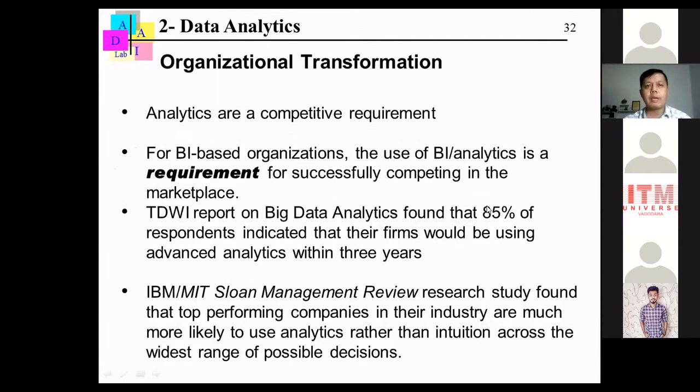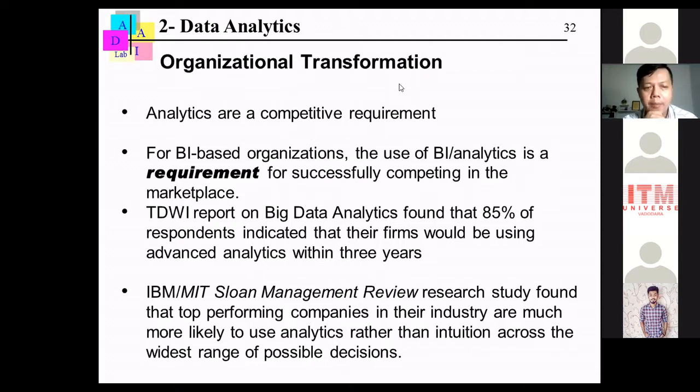What is organizational transformation? We know that analytics is a capacity requirement. For the BI-based organization, the use of BI analytics is a requirement for successfully competing in the marketplace. Some reports on big data analysis found that 85% of respondents indicated that their firm would be using advanced analytics within 3 years.